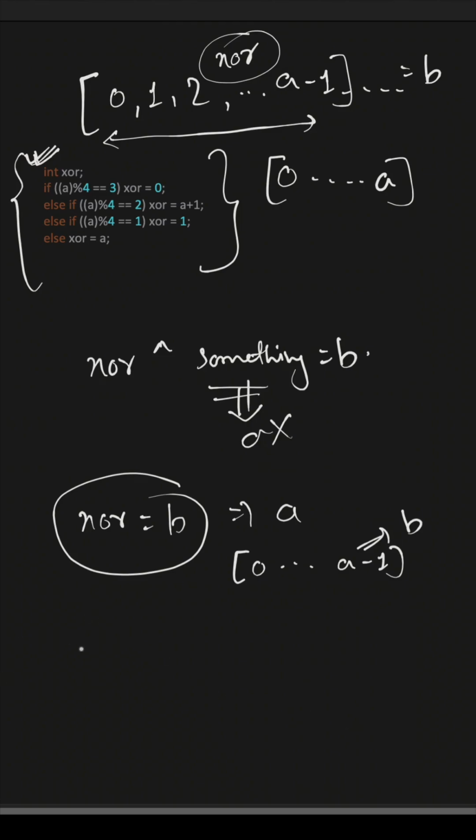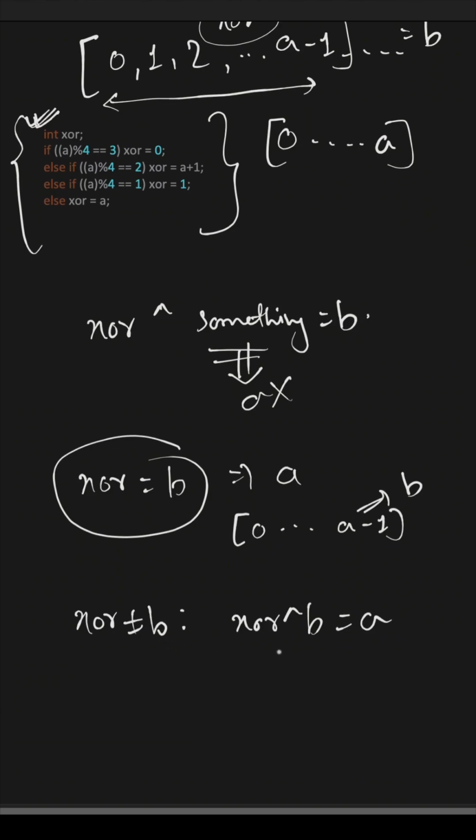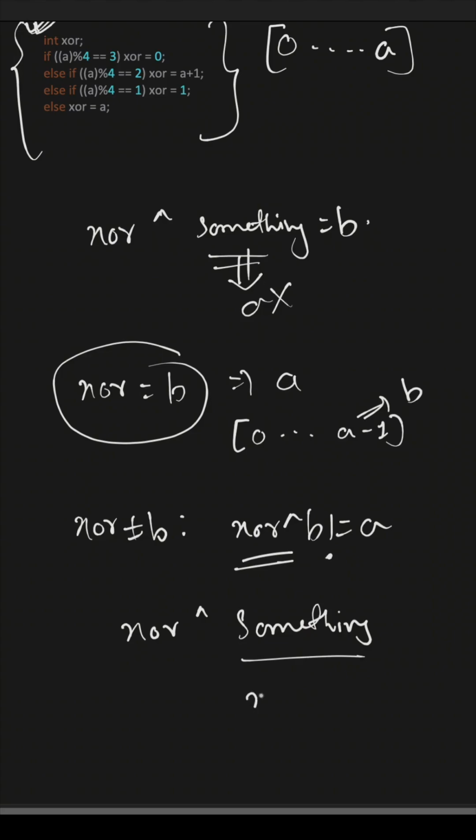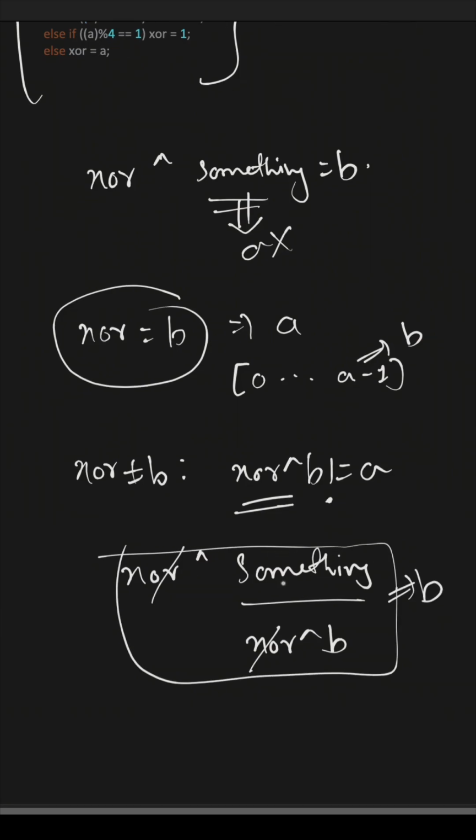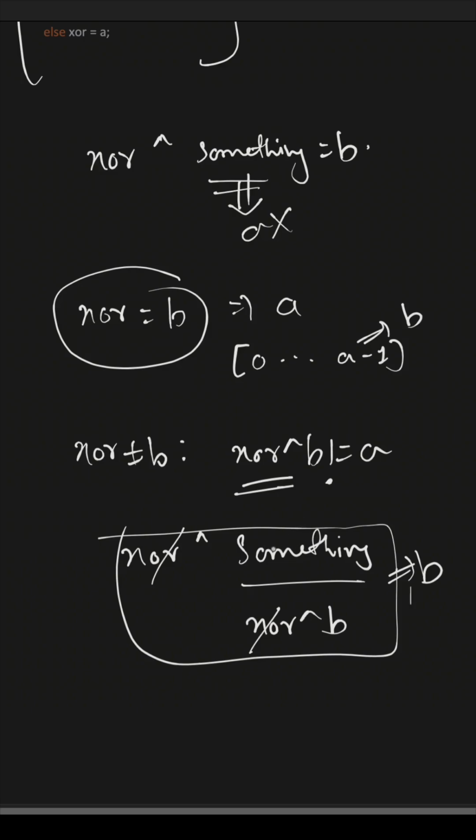Suppose XOR is not equal to b, and XOR b equals to a is not the condition. Let's first see that if XOR b is not equal to a, then the something can be XOR b. Suppose we need something, this something can be XOR b. Okay, so this and this get cancelled and the XOR of the whole becomes b. This was the condition for when XOR b is not equal to a.